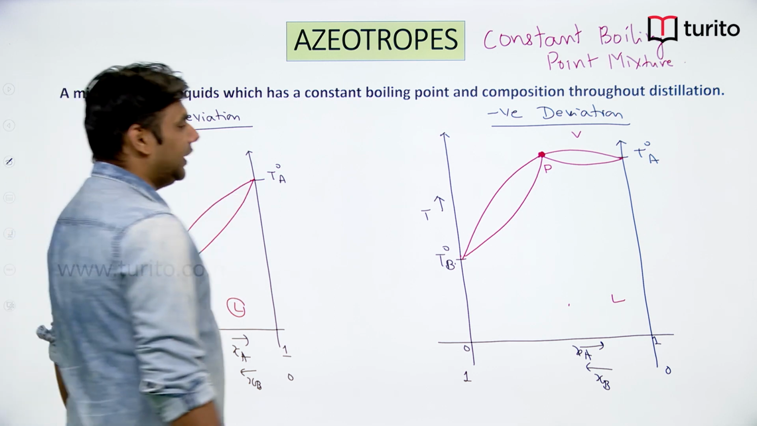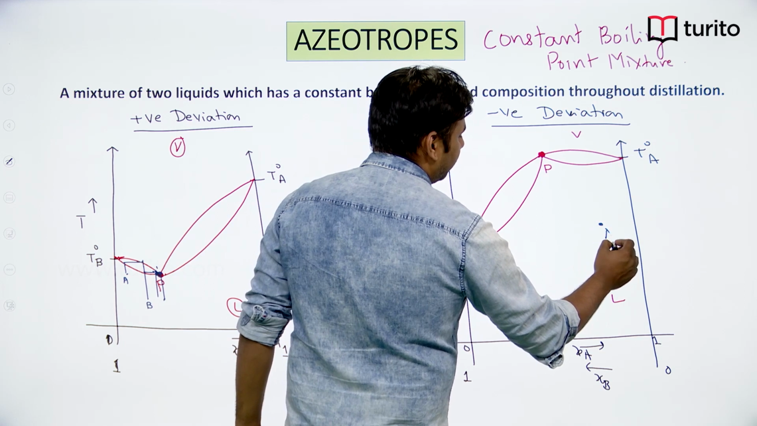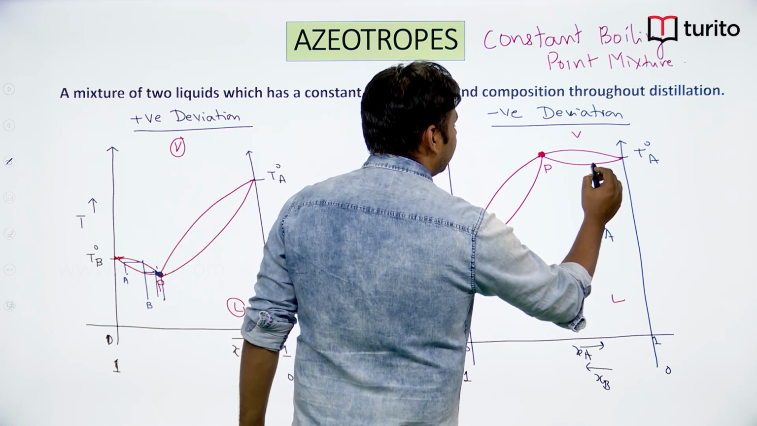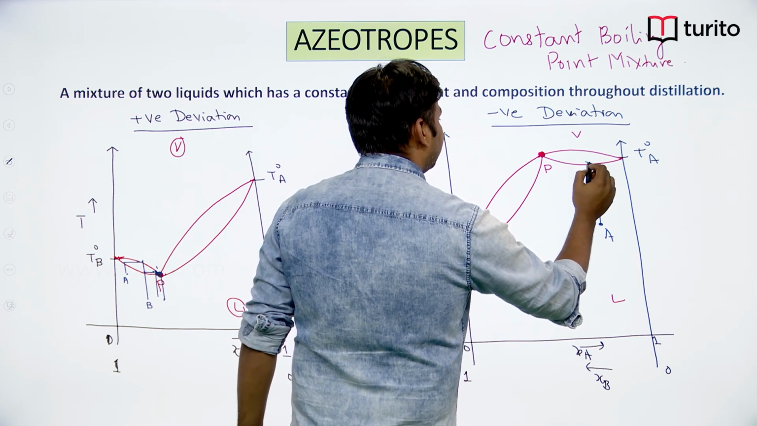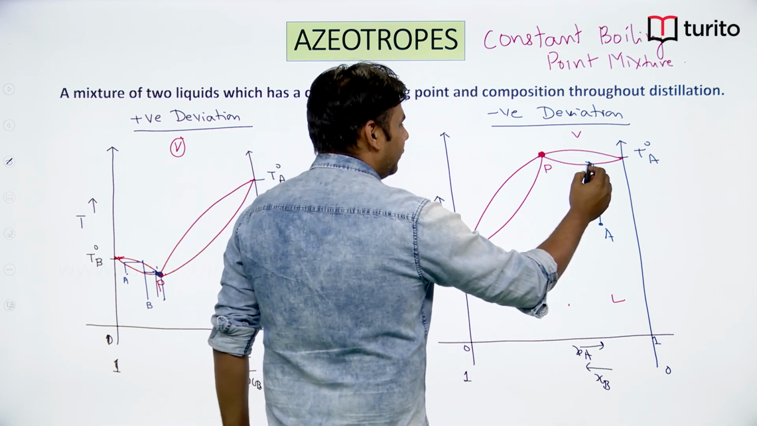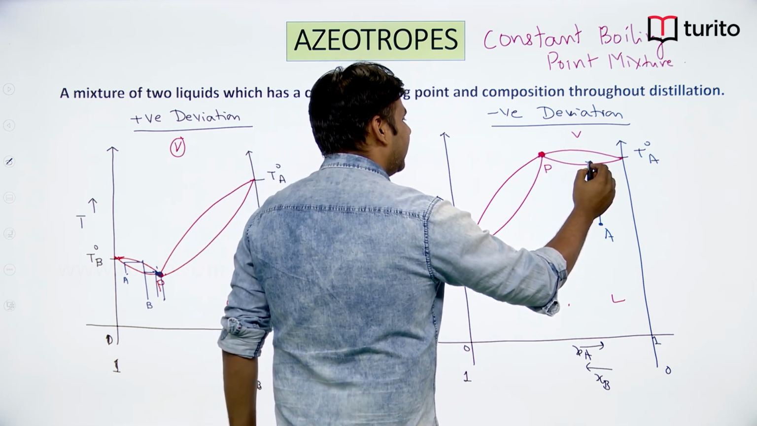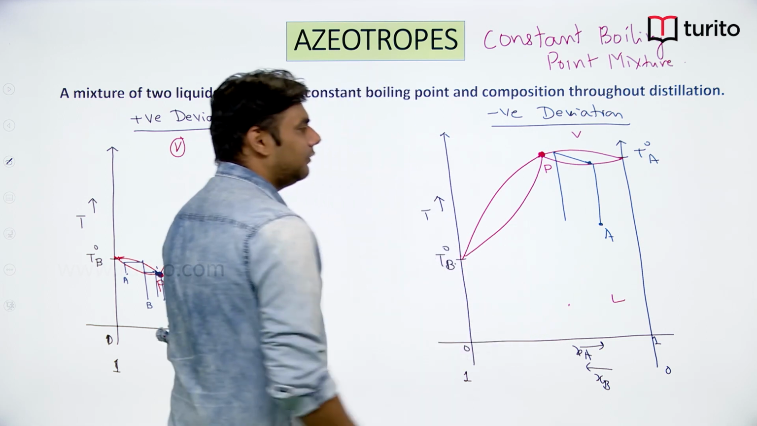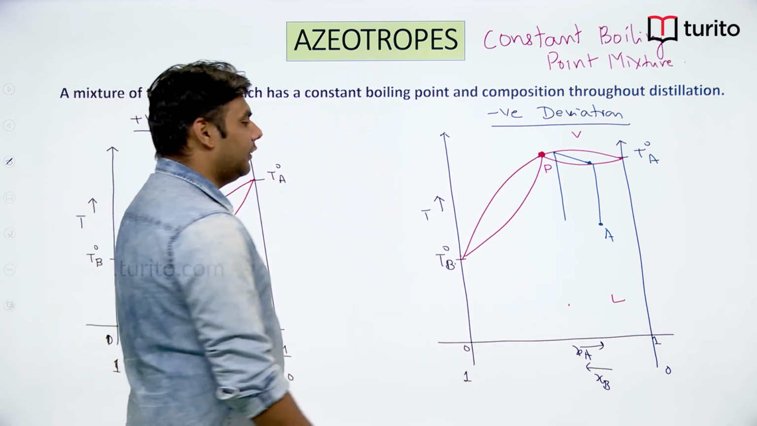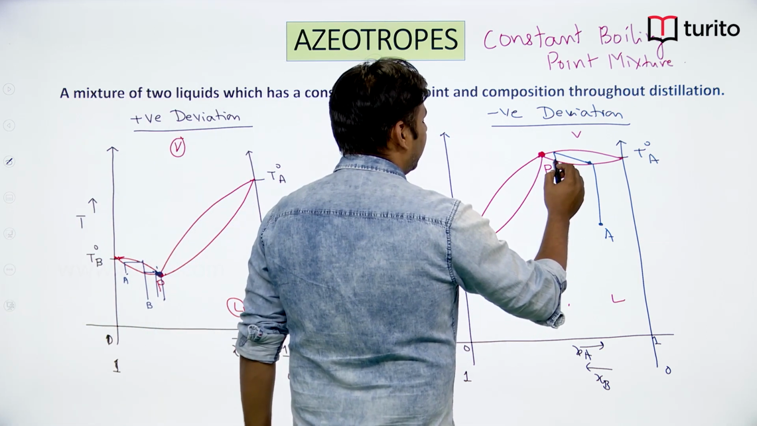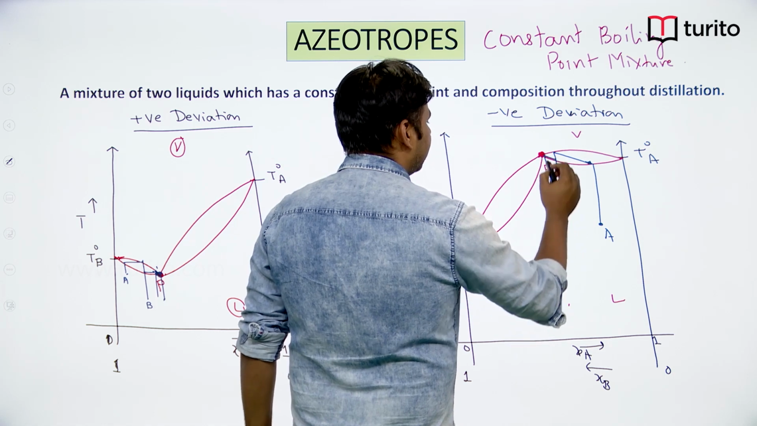Now let us suppose we take this, we start with this composition of A, we boil it, so we will get vapor corresponding to, say, because this graph is not drawn properly, something around over here, the vapor corresponding to this point. Now when we heat this, we will reach this point again, we will condense, we will reach this point.